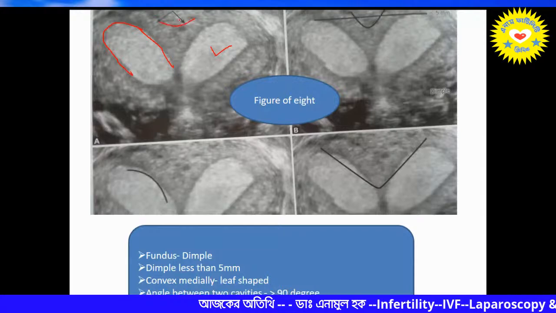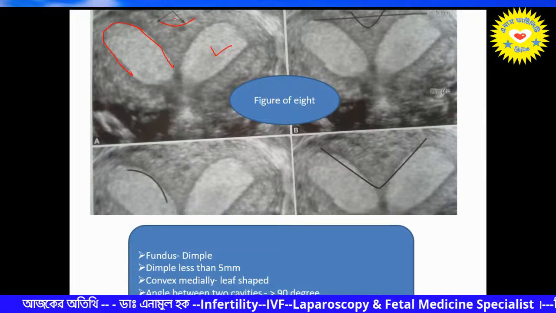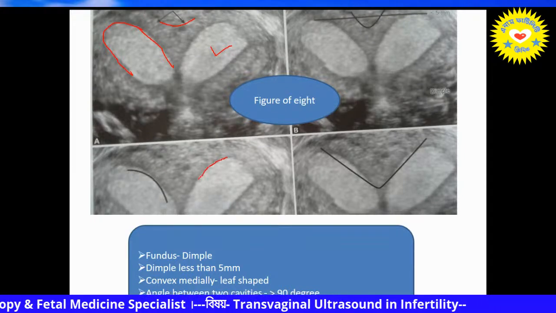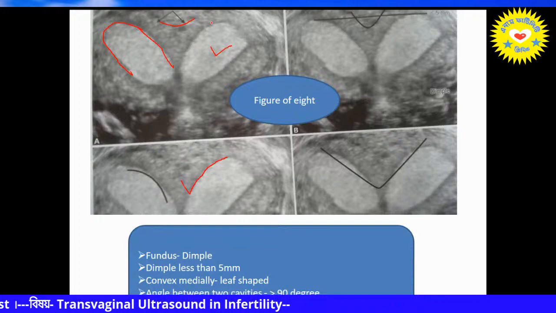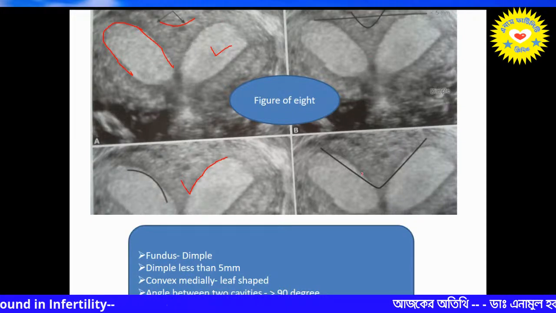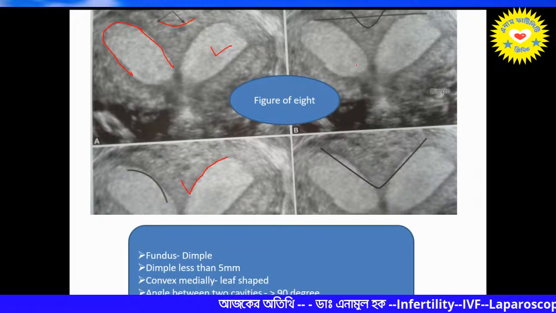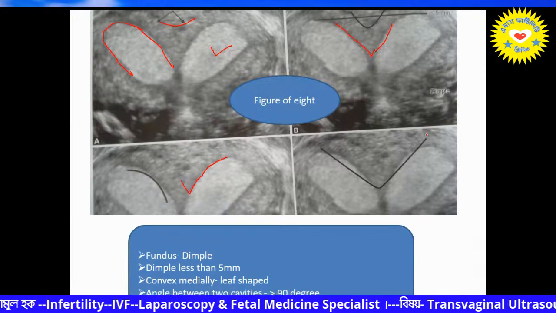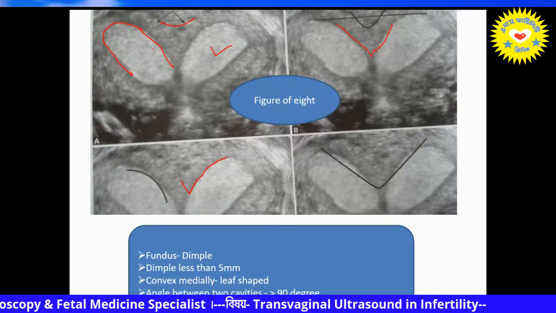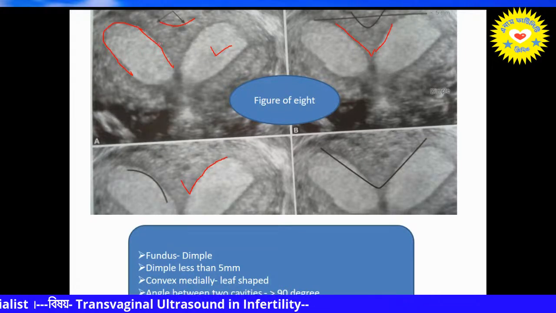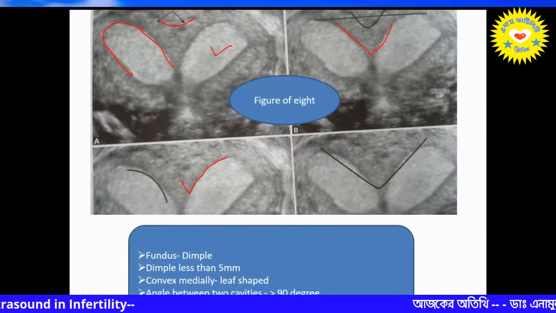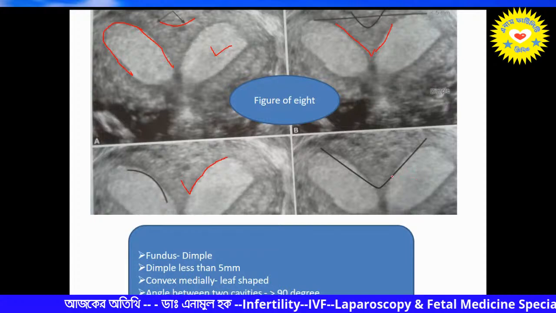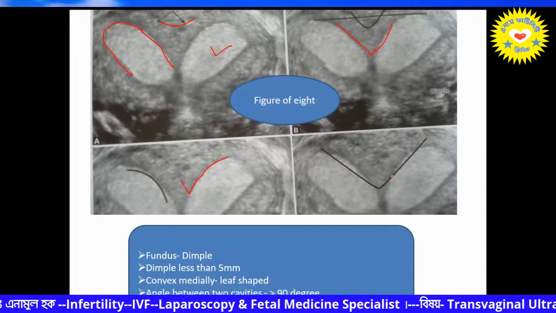The dimple here is less than 5 millimeters, and you see the medial margin. This is the medial margin. The medial margin of the endometrium is convex, and if you measure the angle, this is the angle. This angle is more than 90 degrees. So if the endometrium looks leaf-shaped, the medial margin is convex, the dimple is less than 5 millimeters, and the angle between the two endometria is more than 90 degrees, this is suggestive of bicornuate uterus.